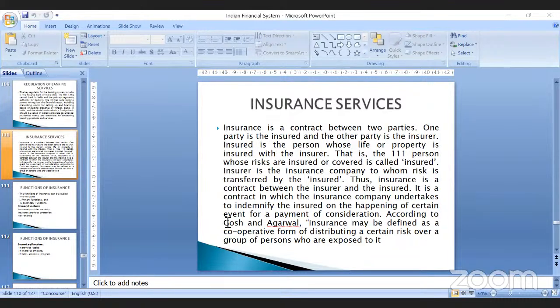Now, the insured is the person whose life or property is protected or insured with the insurer. That is, whose risks are covered, whose risks are insured, such a person is called the insured. And the insurer is the insurance company to whom the risk will be transferred. Such a company is called the insurer. Now, what is insurance?